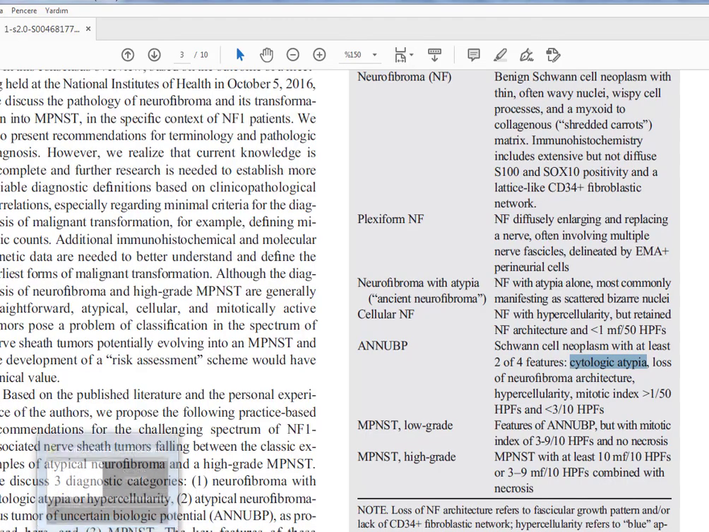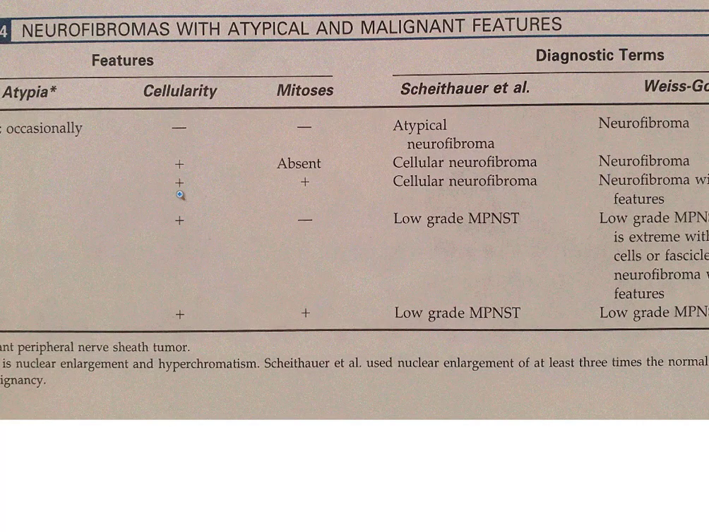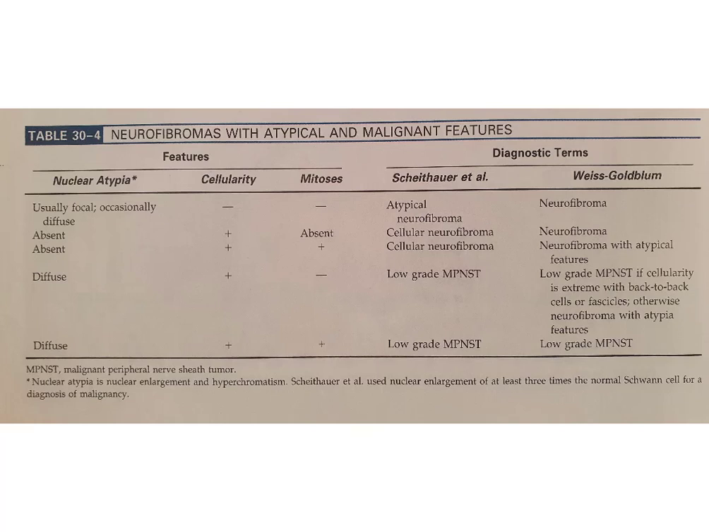So I'm going to show a brief summary of what was before this article. Bernd Scheithauer, rest in peace, and Weiss and Goldblum had different categorizations, like atypical neurofibroma, cellular neurofibroma, and there were some discrepancies between these two classifications. The latest one with ANNUBP seems to resolve this difference in the classification of this type of tumors.